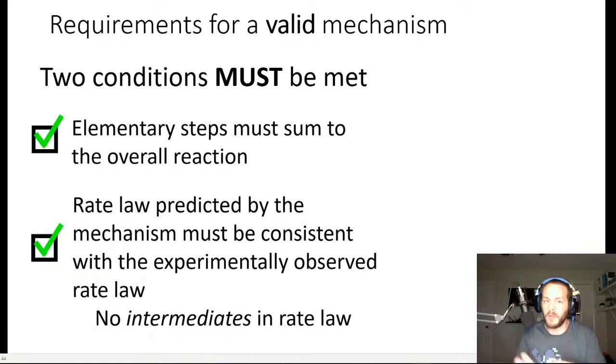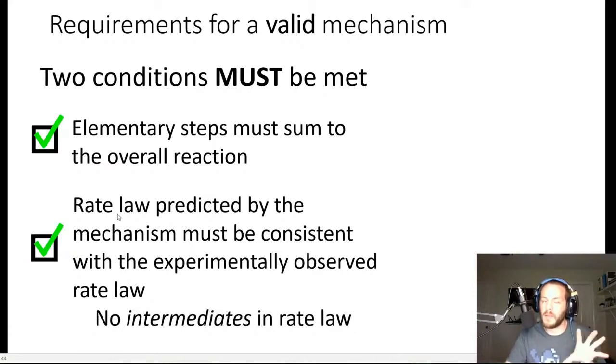the only type of rate law that you can write out, rate equals K times whatever, has to be in terms of concentrations of reactants and or products. It cannot be expressed in terms of concentrations of intermediates. And so this last little blurb down here says that there are no intermediates allowed in the rate law.